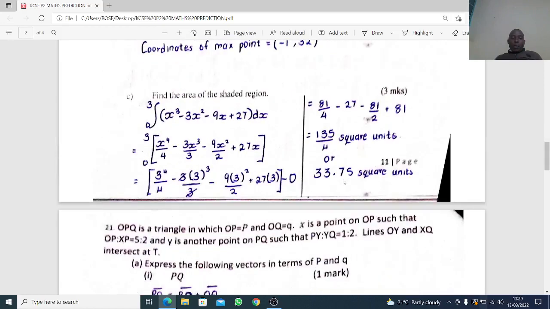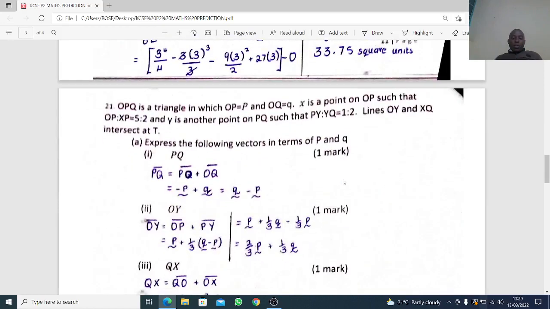Now we go to the next prediction question, question number 21. The rest of the question you'll find in the paper posted at mwalimuogeke.co.ke. The link is provided below. Question 21 is on vectors. You expect a question on vectors this time.